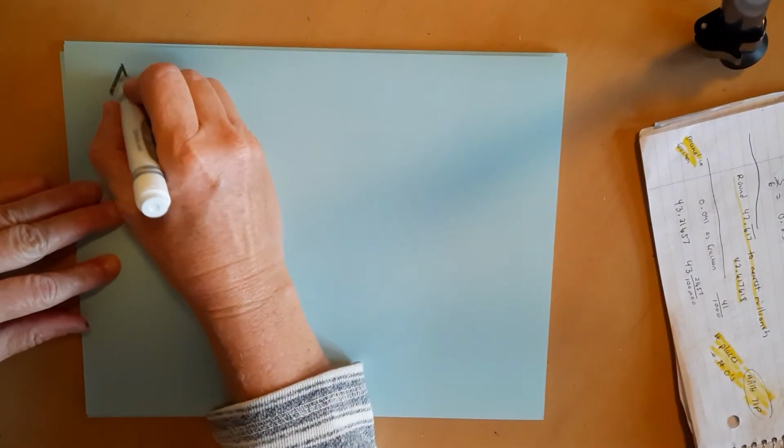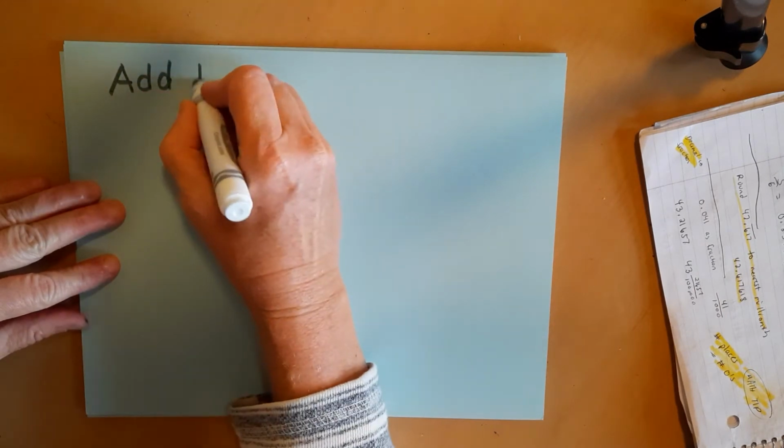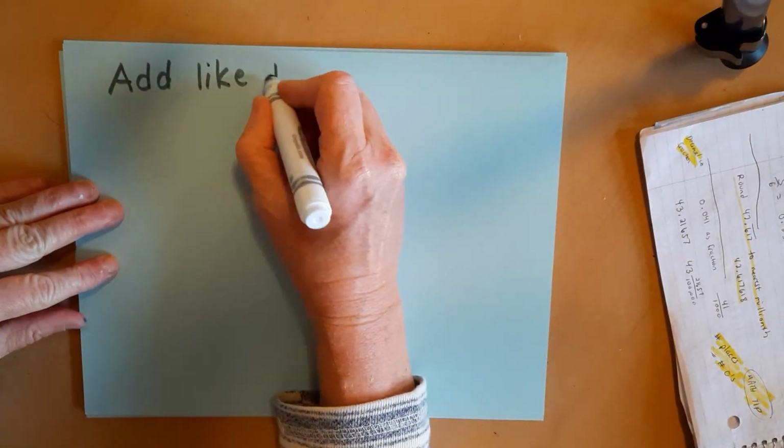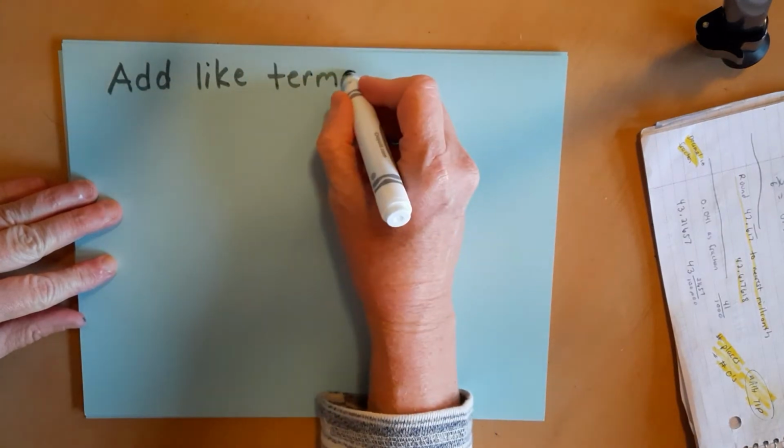Now we're going to talk about adding like terms. I'm going to write that down so you can be sure to know what I'm saying. We're adding like terms. That means we're going to add things that are the same.